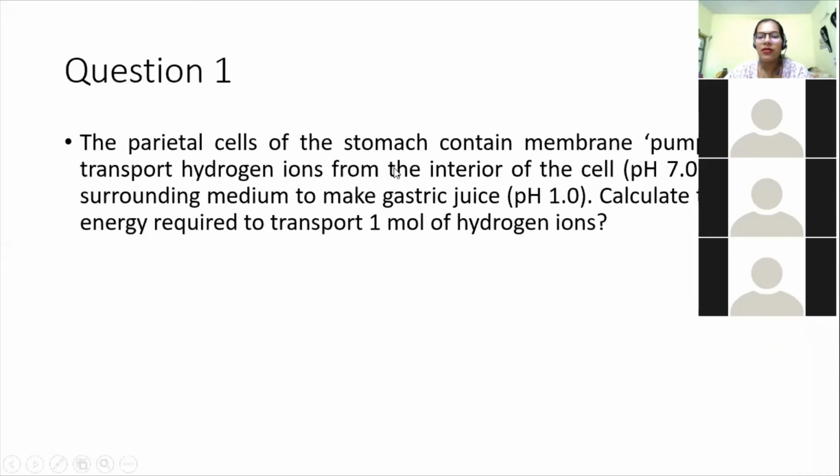The parietal cells of the stomach contain membrane. Parietal cells are the ones which produce HCl in the stomach, which induces your hunger. Yes, this you people have to solve. So they contain pumps that transport hydrogen ions from the interior of the cell, that is pH 7, to the surrounding medium to make gastric juice pH 1. So we know that whenever a hunger signal is given, the acidity of the stomach is increased, that is from pH 7 to 1. Now calculate the energy required to transport 1 mole of hydrogen ions.